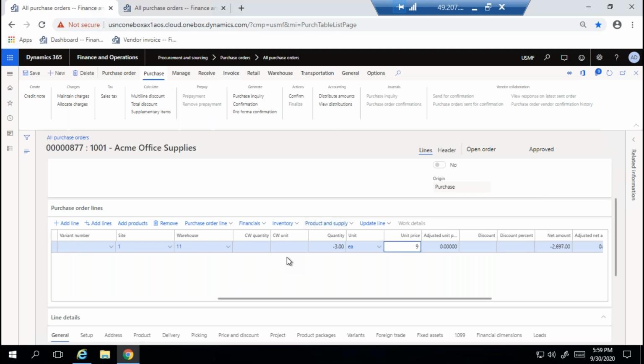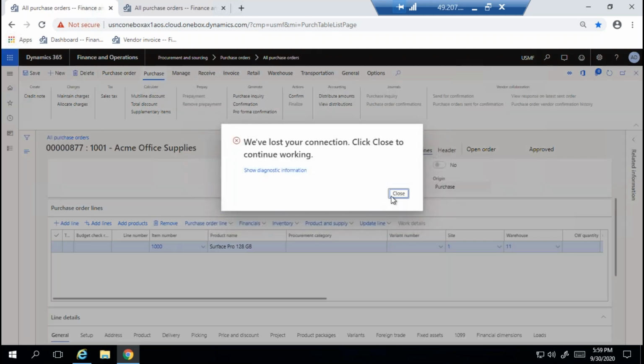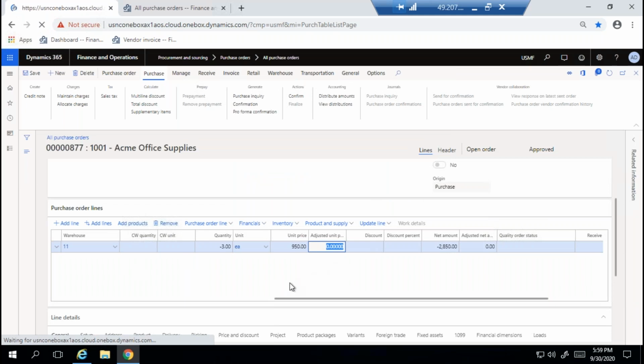So if you are entering manually, you need to enter a minus quantity. If you are entering manually, this is not the best practice. Directly entering a minus quantity here is not the best practice. But the best practice is always from the credit note.